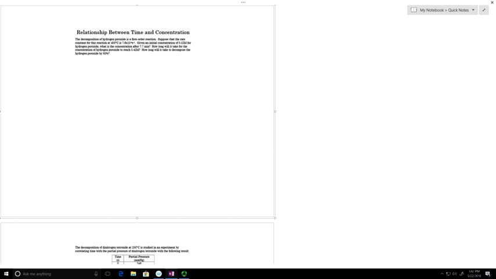We are also asked how long it will take for the concentration of hydrogen peroxide to reach 0.42 molar, and also how long will it take to decompose the hydrogen peroxide by 85%. So we can break this up into 3 different problems. The first one is asking us for the concentration after 7.7 minutes. So we're going to start by saying, this is part A, let's turn 7.7 minutes to seconds.